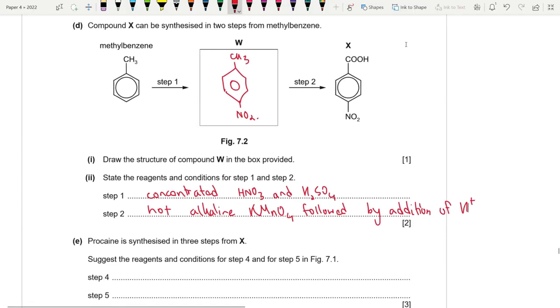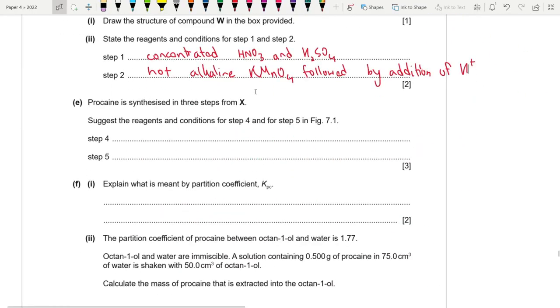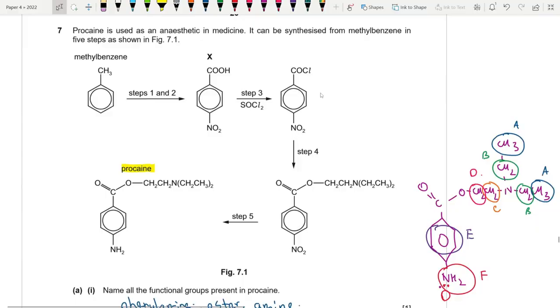Okay, that's very important. Procaine is synthesized in 3 steps from X. Okay, so what do they want? So at first, we get the acyl chloride. Great. So they want the reagents for step 4 and 5. So we get the acyl chloride, and in this step, something reacts with the acyl chloride. Basically, COCl reacts with something else.